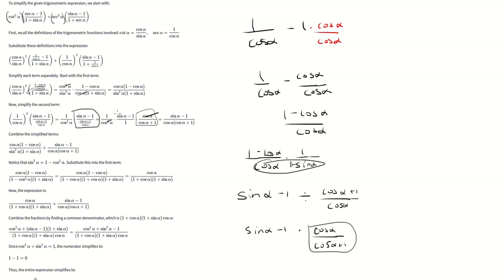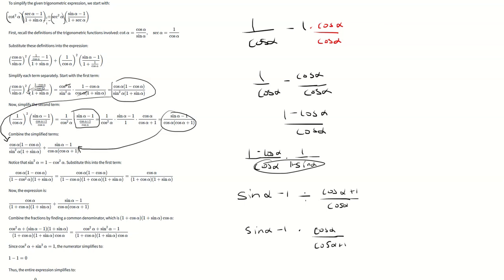We have sine alpha minus 1 on the top. And on the bottom we have cosine alpha plus 1. And then cosine alpha. Okay. So now we'll continue. So we got to combine the simplified terms. So this guy right here, and this is right here.